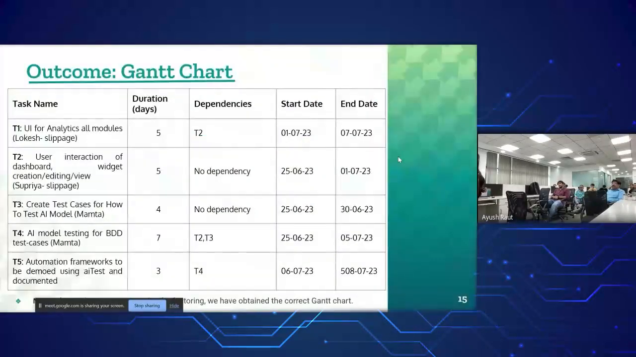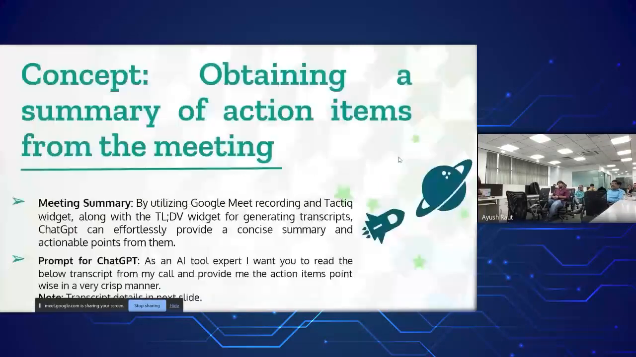So this is the output that we have got. So the task name is represented by T1, T2, T3, and so on. The duration, just to be a little specific, we have given the sprint of 2 weeks to ChatGPT, and we have got the time duration in days, the dependencies, start date, and end date. One thing to specify, when we are providing the data to ChatGPT, it's very important to give the assignees to ChatGPT in order to get these specific data.